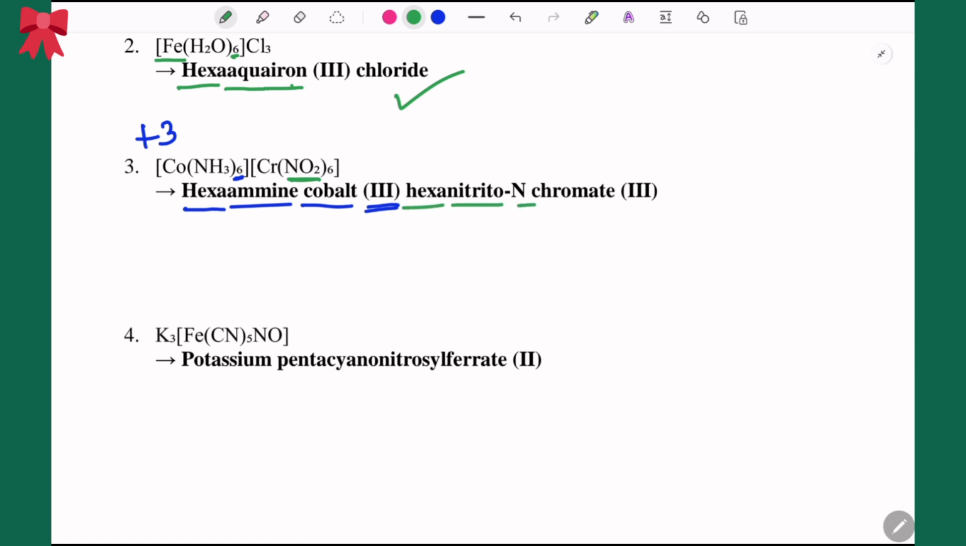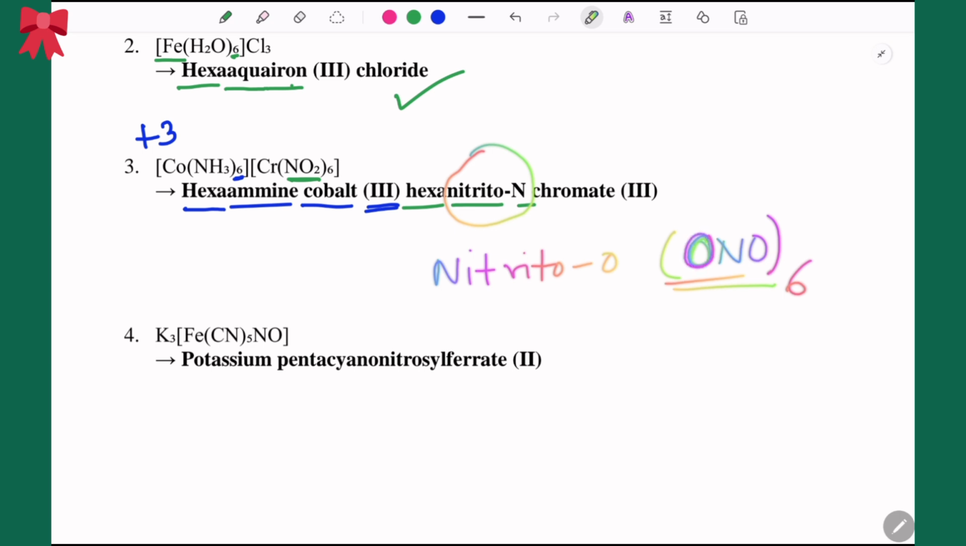And then we write down hexa nitrito-N. So what is this nitrito-N? Remember, we could also have written it as nitrito-O had this been written as ONO 6 times. So if we write it as ONO 6 times, it means that the oxygen is the connecting atom. But presently in this formula we can see that it is NO2 written, so that is nitrogen is the connecting atom of the ligand. So it is written as NO2.